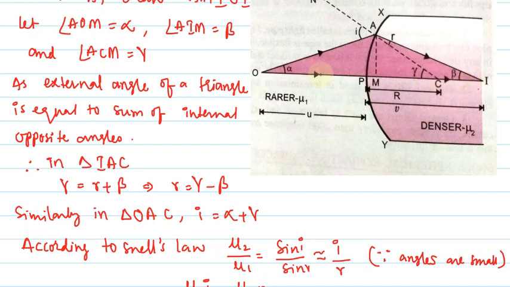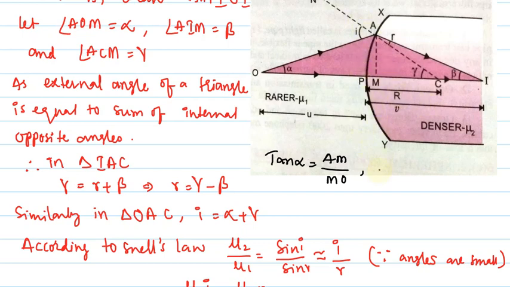Let us take tan alpha, tan beta and tan gamma. We know the definition of tan is opposite side by adjacent side. So first tan alpha. Tan alpha is equal to, from the triangle OAM, angle is here alpha, opposite side is AM, adjacent side is MO.